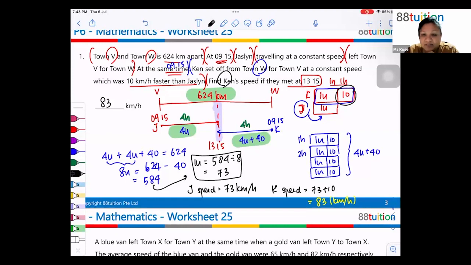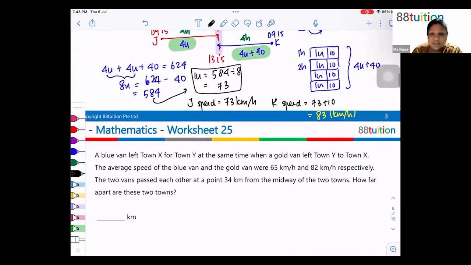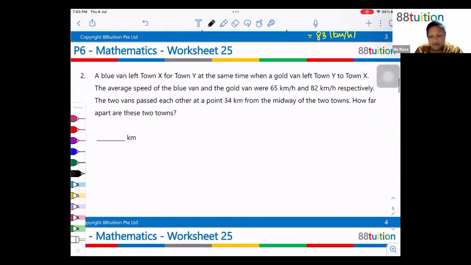Is everyone around? Yes. Jaslyn's speed is 73 because it is 1 unit. 73 kilometers per hour means the distance traveled by Jaslyn in 1 hour. So we know that in 1 hour, Jaslyn can cover 1 unit, whereas Ken covers 1 unit plus 10. Okay, all right. Any questions? Okay, now let's look at question number 2.